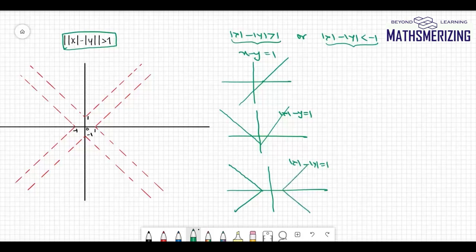Now I'll need to plot this inequality region. So what I'll do is I'll take origin and I'll put it there. So 0 is greater than 1, which is incorrect. So that means this inequality is represented by this shaded region.